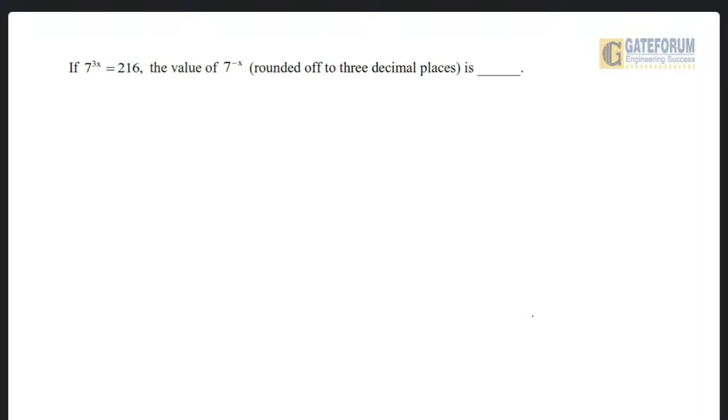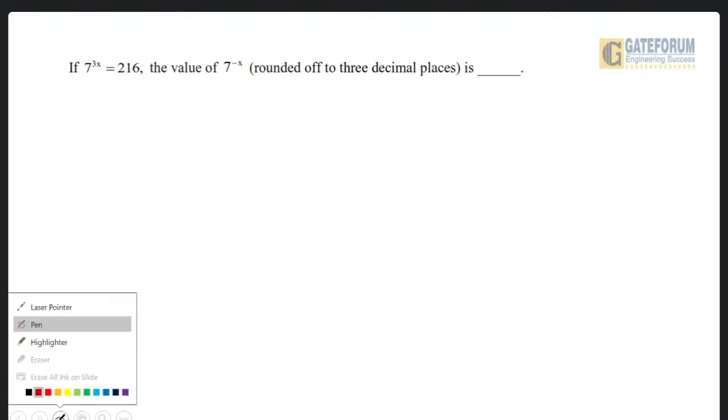The question is, if 7 power 3x is equal to 216, the value of 7 power minus x rounded off to 3 decimal places is. This is from engineering mathematics, from the topic basics of algebra calculations from 10th 11th standard only. The solution is, so these are the key points.